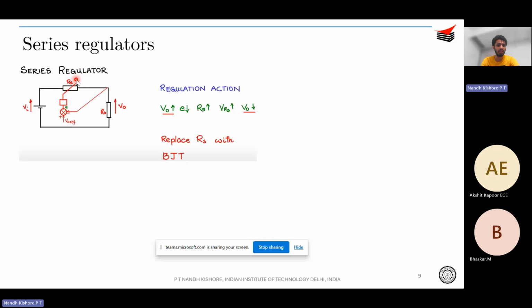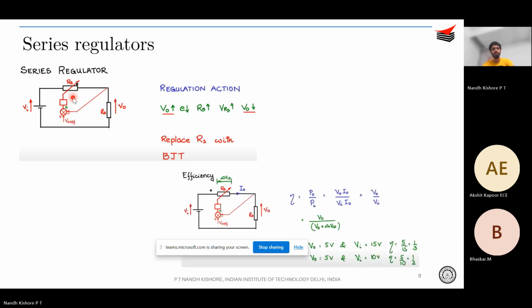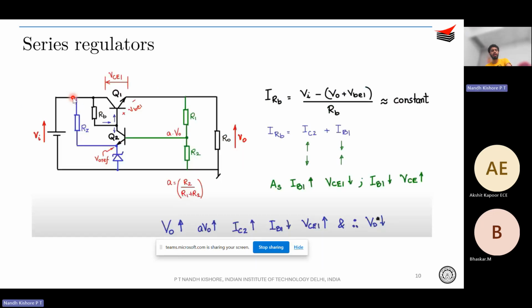So, why don't we replace this RS with a BJT, right? Because in a BJT, if I can control VCE, that will constitute the drop. And for this circuit as well, you saw the efficiency calculation. Again, you understand that if your delta VI naught is higher, your efficiency is going to fall. Correct? Okay. So this circuit is a modification to the previous circuit that we just saw. That is, you have replaced RS with a BJT based circuit.